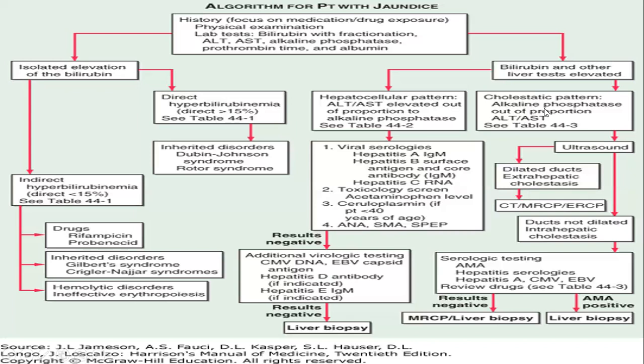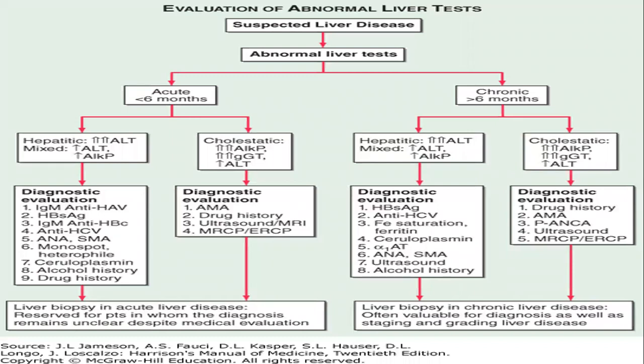Now, if alkaline phosphatase is more elevated, no, higher alkaline phosphatase compared to your ALT and AST, this is considered a cholestatic pattern. What's likely to happen in a cholestatic pattern is that these are actually post-hepatic defects or disorders, for example, obstruction in the biliary system. That's why we do ultrasound to determine if there are dilated ducts or extrahepatic cholestasis, which is usually seen in obstruction in the biliary system. Okay.